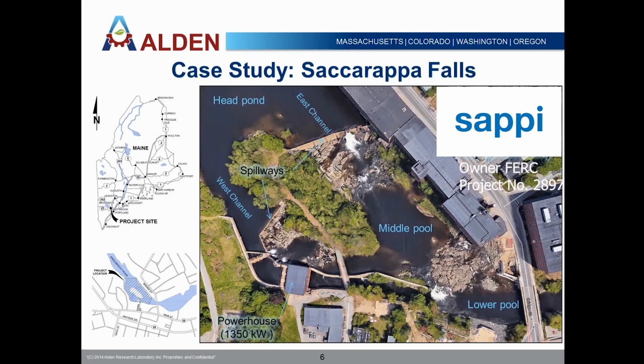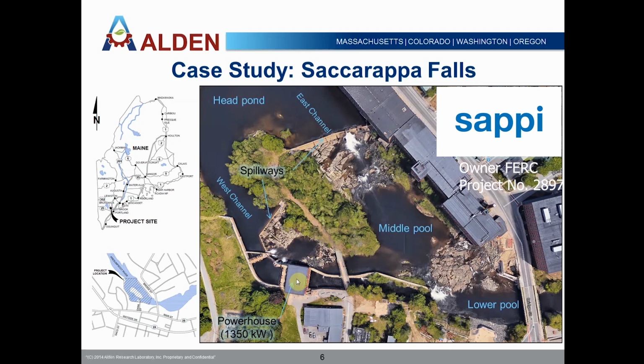So I want to talk about a case study in which we did use CFD to design a nature-like fishway at Saccarappa Falls in Westbrook, Maine on the Presumpscot River. The owner of this project was Sappi, a paper company with roots in Westbrook going back to the 1850s as a paper mill. The Saccarappa site is characterized by two channels splitting around an island, with a spillway dam over each channel and an old hydropower powerhouse down here.